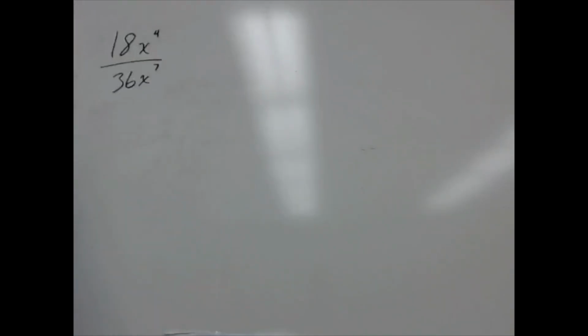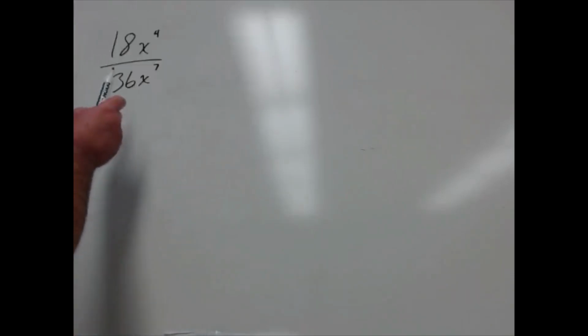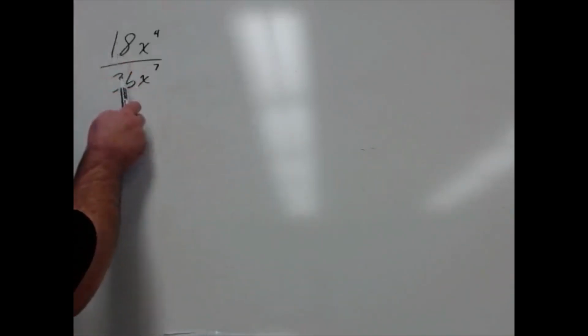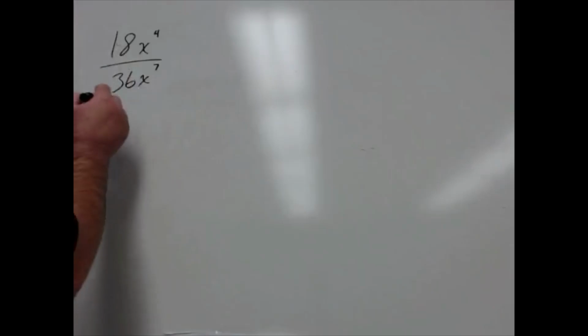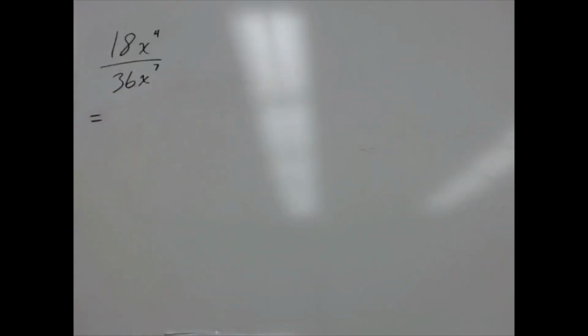Alright, in this section we're going to simplify rational expressions, and we're going to do a lot of these by factoring out greatest common factors. So in this one here, I look at the coefficients, 18 and 36. I try to find a common factor between 18 and 36. Well, they're both even, so they're divisible by 2.